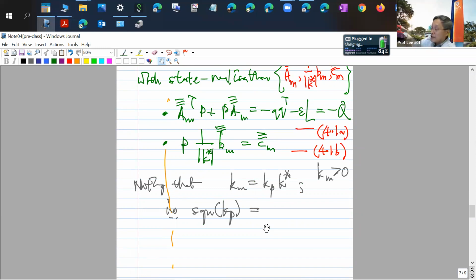And you can check, it's a simple thing. You need to know the sign of KP in this system. You can always choose your KM to be positive. Then your sign of KP will just be the same as the sign of K star. So it will be the same thing.